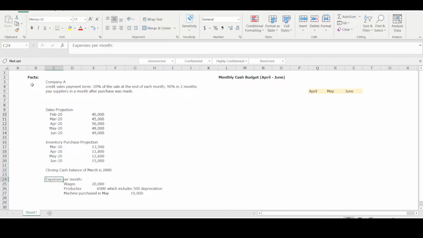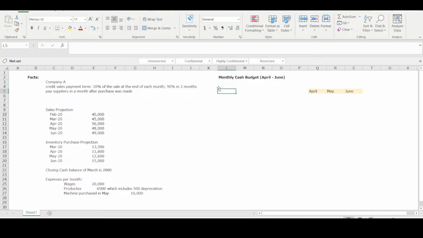And then there are some expenses incurred during the month. Wages 20,000, production overhead is 6,500, which also includes 500 depreciation. And then the company also bought a new machine in May on cash, for 10,000. So how to draft a monthly cash budget from April to June.